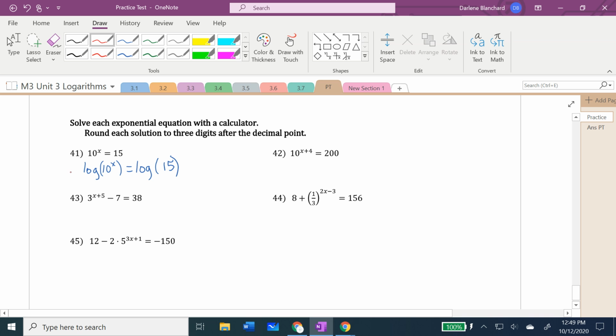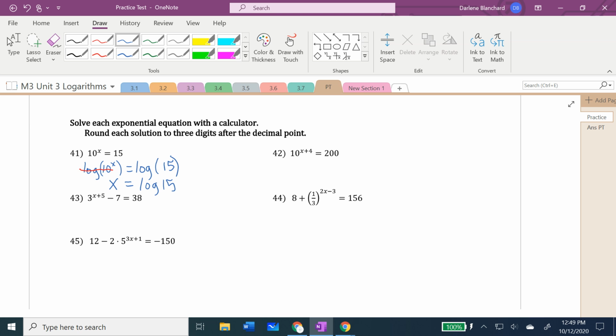That causes the log base 10 and the 10 to the power to cancel each other out, just like adding 5 and subtracting 5 would cancel each other out. And that leaves me with x being log base 10 of 15. So with that, you need to know if your calculator needs to have the 15 typed in before you push the log button, or if you push the log button and then 15.